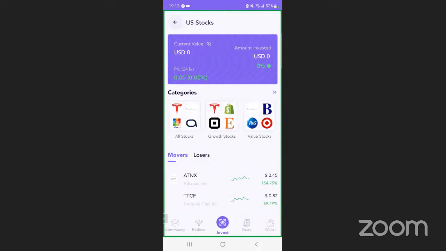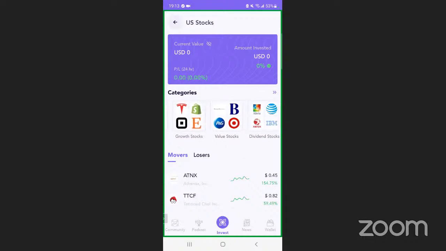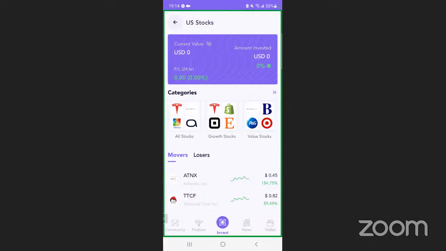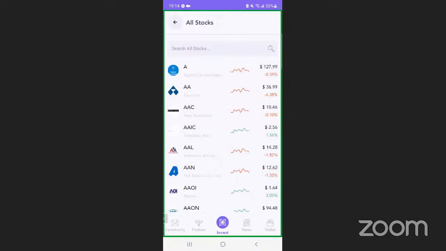So on the other hand, the US stocks is the same thing. So you can see the various categories of US stocks. So we have the all stocks, we have the growth stocks, we have the value stocks, we have the dividend stocks, we have the Buffett's favorite, we have the blue chip stocks. So if you want to buy US stocks, the same thing. So click on all stocks, and then you can search a specific company.